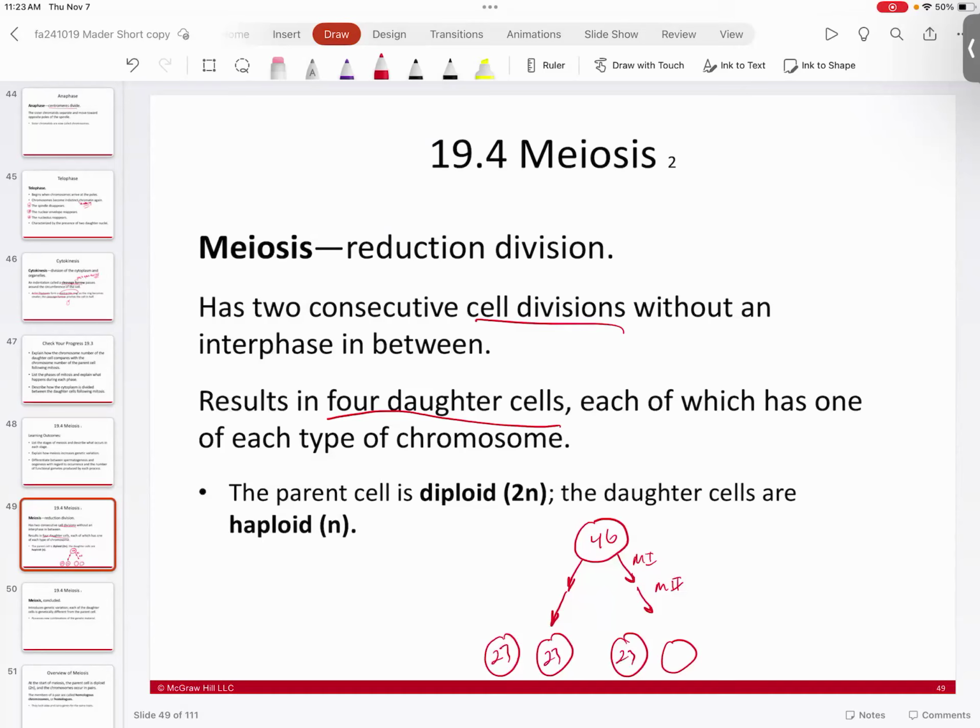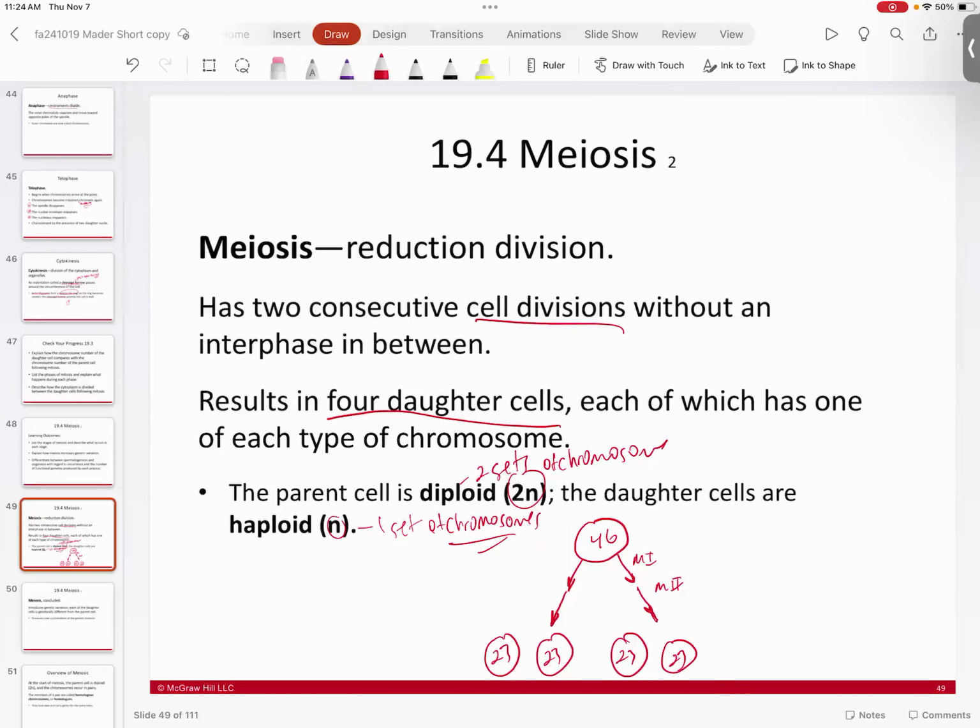We refer to it as haploid. So where diploid had twice the number of chromosomes, a haploid only has 1. So here you have 2 sets of chromosomes. In the haploid state, you only have 1 set of chromosomes. Designated as 2N and N. So ultimately, that's what the outcomes are of meiosis.